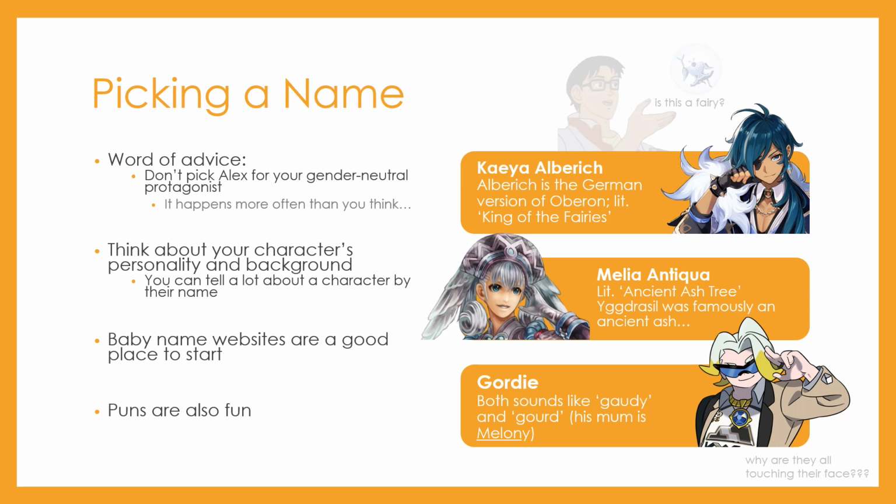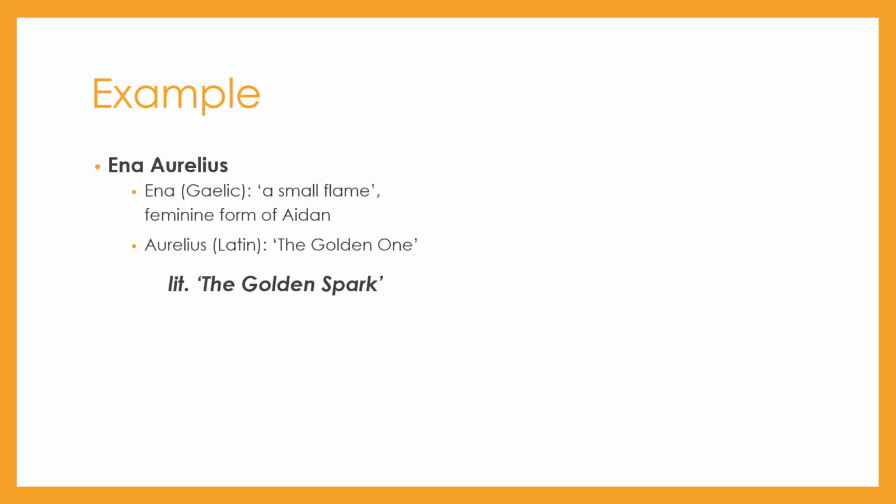Her name, Melia Antiqua, translates into Ancient Ash Tree, and that has associations with Yggdrasil, which was famously the world tree from Norse mythology, a hub of magic and mysticism and all this stuff, which suits her because she's a magic user. And then we have Gordy from Pokemon Sword and Shield, because he dresses gaudily, and he also sounds like gourd. His mum has the complementary name Melanie, which has melon in it, so melon and pumpkin basically, which is like, haha, very funny, Game Freak, I see what you did.